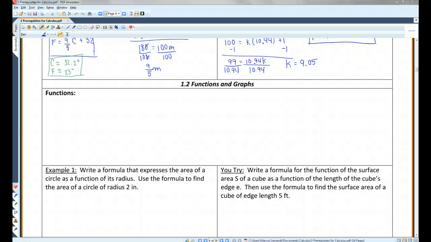Alright, you guys, if you could please turn to 1.2, functions and graphs. I'm going to write the definition of a function.